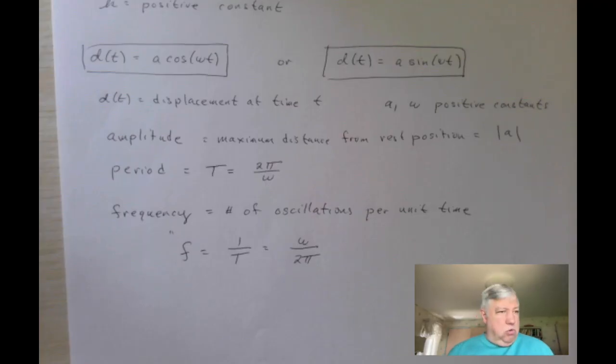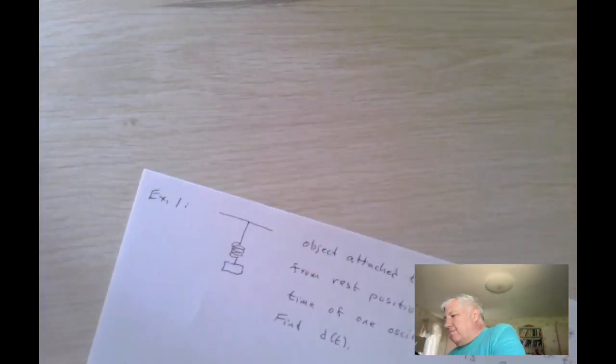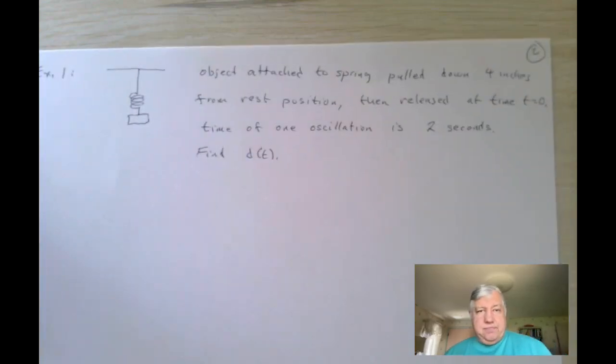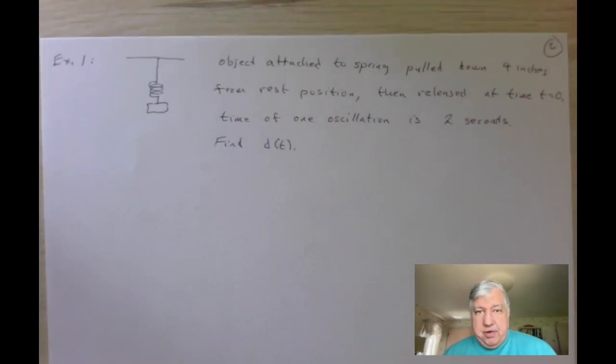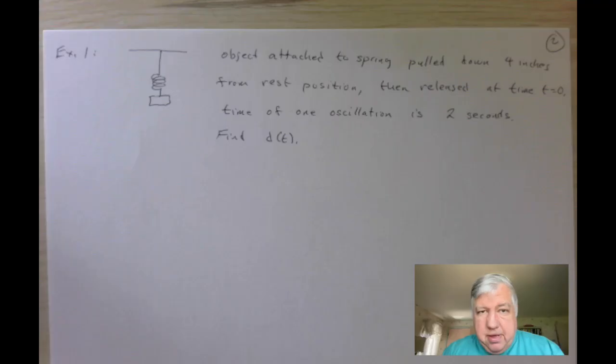So there's not a whole lot new in this lesson. We just have these functions, which are now functions of t instead of x, and they represent the displacement of an object. Let me give you a few examples to put this together. In this first example, an object is attached to a spring and pulled down 4 inches from its rest position and then released at time t equals 0. The time of one oscillation is 2 seconds. Find d of t.